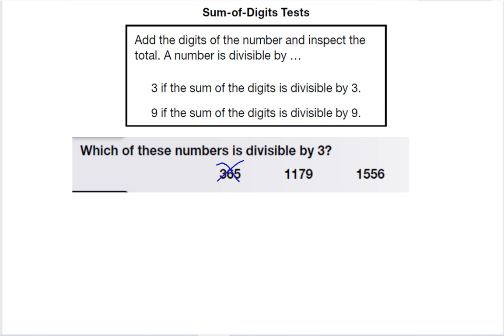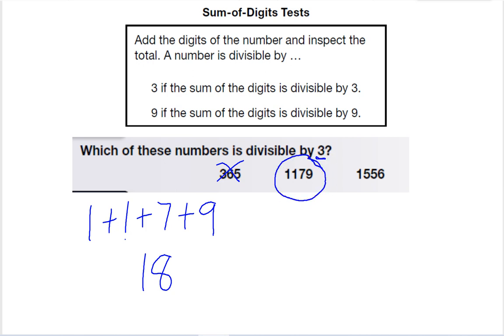So let's try the next one. So we have 1 plus 1 plus 7 plus 9. 1 plus 1 is 2, plus 7 is 9, and 9 plus 9 is 18. Well, 18 can be divided by 3. So it means this number is divisible by 3.